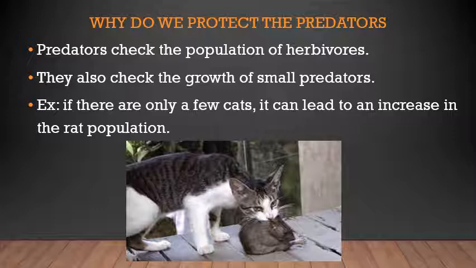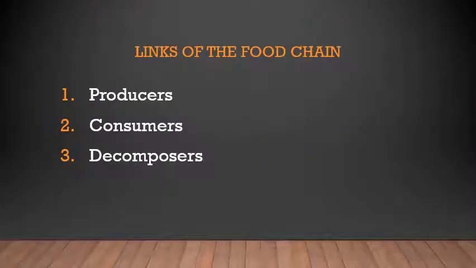They will start entering the house, they will start troubling everyone. All these things will start happening. So we need the predators to be protected, so that there will be a check in the number of other animals that grow. Now we need to understand, we understood what a food chain is, right?